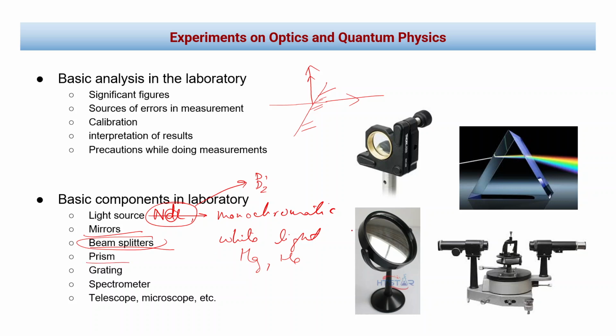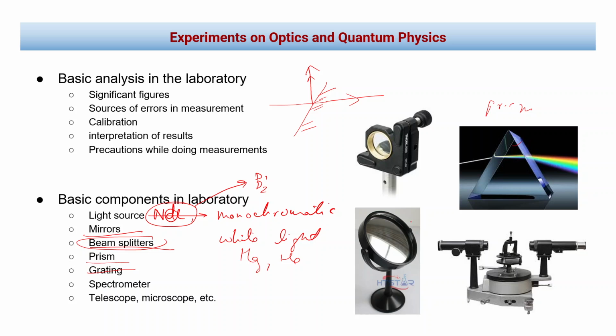Then the prism, which is used for dispersing white light into its various components. We had discussed angle of prism, angle of deviation, and the condition for angle of minimum deviation. So this is a very important component found in an optics lab. Then grating. After we had discussed single slit, double slit diffraction, then multiple slit diffraction, under that we had understood grating. We have 2 types of grating: transmission grating and reflection grating.